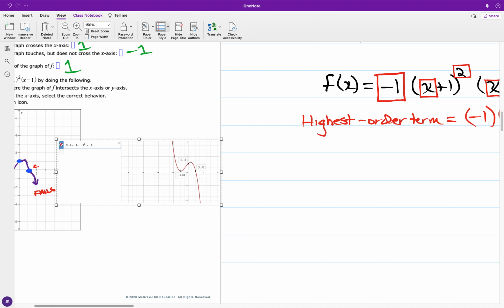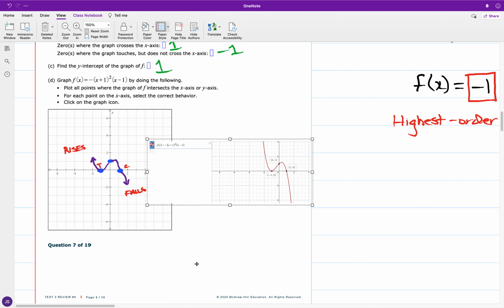So just looking at what we have here, we have the x-intercepts at negative 1, 0 and 1, 0. You've got the y-intercept at 0, 1. And again, the end behavior is up to the left and down to the right.